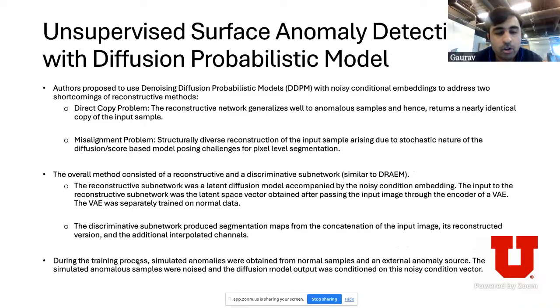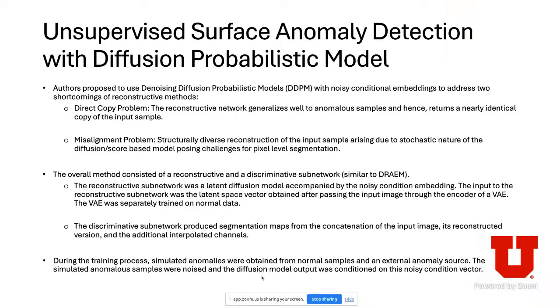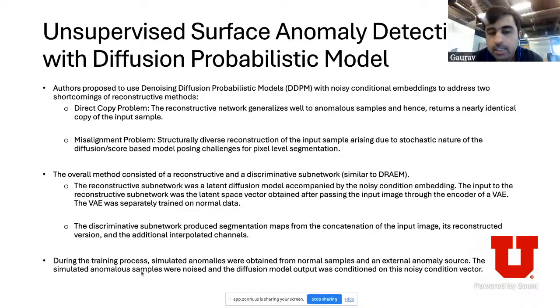So I have talked about here that during the training process, simulated anomalies were obtained from normal samples and an external anomaly source. An external anomaly source can be an external source of natural images. There is a particular formula that most of the authors use in order to blend the normal sample and the external anomaly source to generate the simulated anomaly. Okay, and is the diffusion training only based on simulated anomalies? Yes, at training time, only the simulated anomalous samples were noised and used.